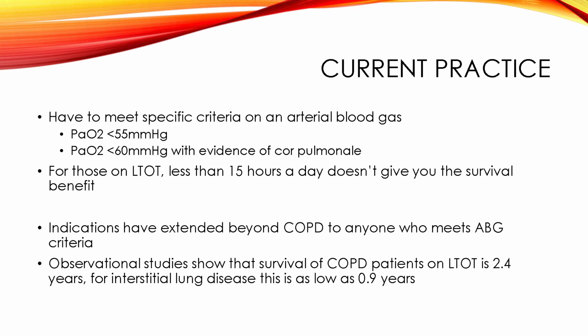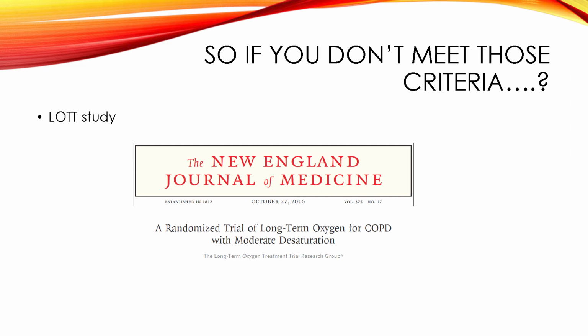There are some quite large observational studies. There's a large registry of patients on home oxygen in Sweden that show the survival of patients with COPD on long-term oxygen therapy is 2.4 years. And for those with interstitial lung disease, it's much lower at 0.9 years. So the next question is, well, okay, if there's a benefit for patients who are very hypoxemic, what about those who are only moderately hypoxemic?